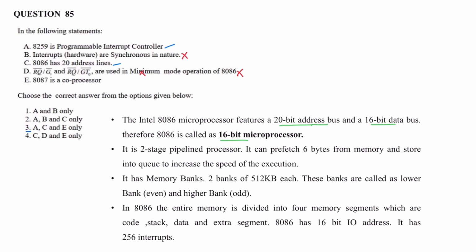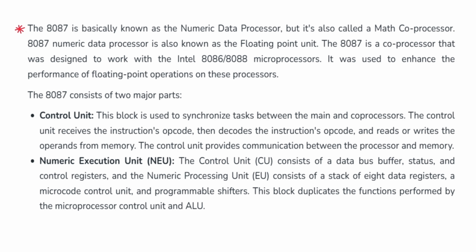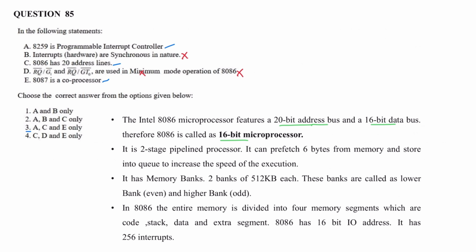Statement E: 8087 is a coprocessor. Statement E is correct. This 8087 is basically known as the numeric data processor, but it is also called the math coprocessor. It has two units, one is the control unit and the other is the numeric execution unit. This 8087 numeric data processor is also known as the floating point unit. Statement E is also correct. Therefore, the correct statements are A, C, and E. The correct answer is option 3.